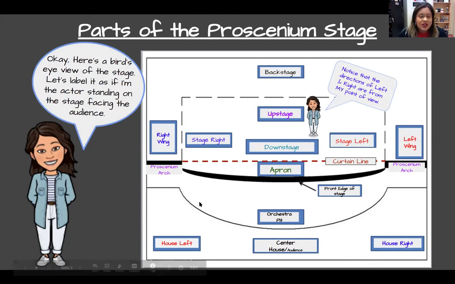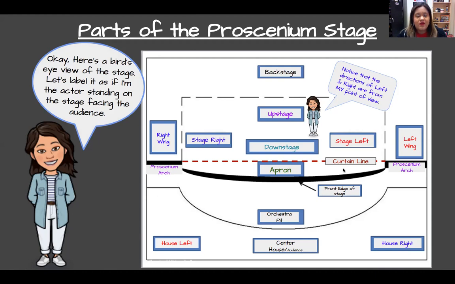In larger theaters, such as the Majestic Theater downtown, or even the stages at our high schools, like Legacy and Southwest High School, larger theaters might have an orchestra pit. That is where any musicians who are playing music for the show would be. Us at McNair, we do not have an orchestra pit. Our stage is in our cafeteria, and so we don't have that there.